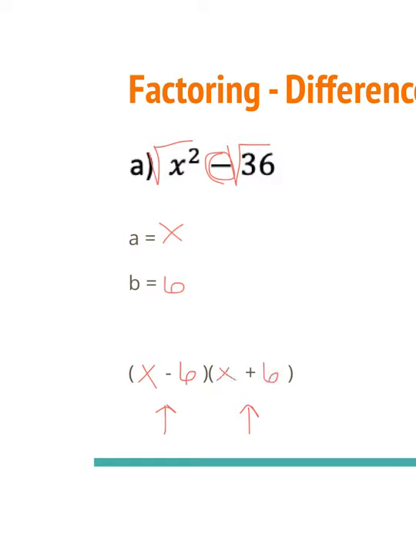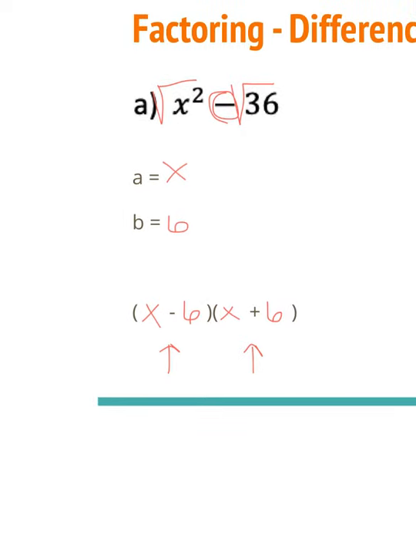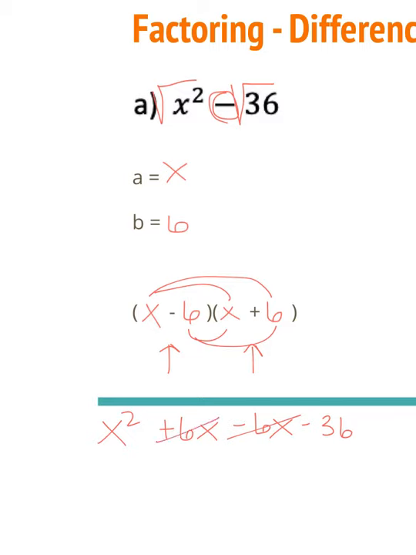Now, the order of these sets of parentheses doesn't matter because whichever way you multiply it, it's going to give you the same answer. And we can double check this by multiplying this out. So if I do my first, outside, inside, last, I'll get x squared plus 6x minus 6x minus 36. Now what happens when I combine my like terms is these two go away. They cancel each other out, leaving us just with x squared minus 36. And that's what we started with. It's a full circle.